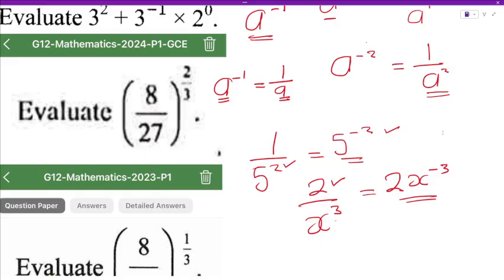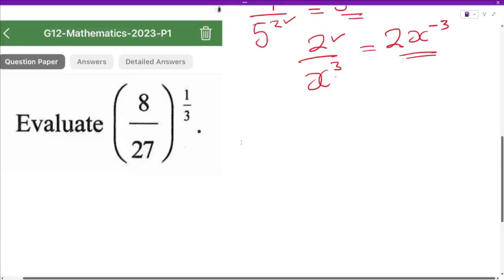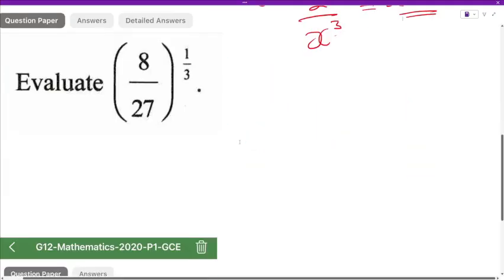Okay, so actually I even have a very interesting question on this one. Where did I see that question? Did I put it here? Should be here somewhere.